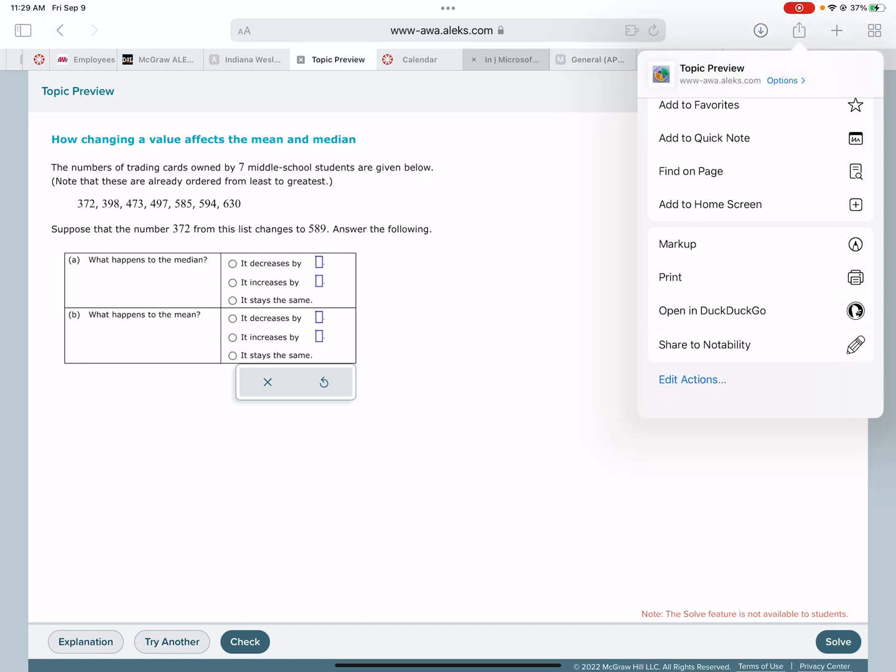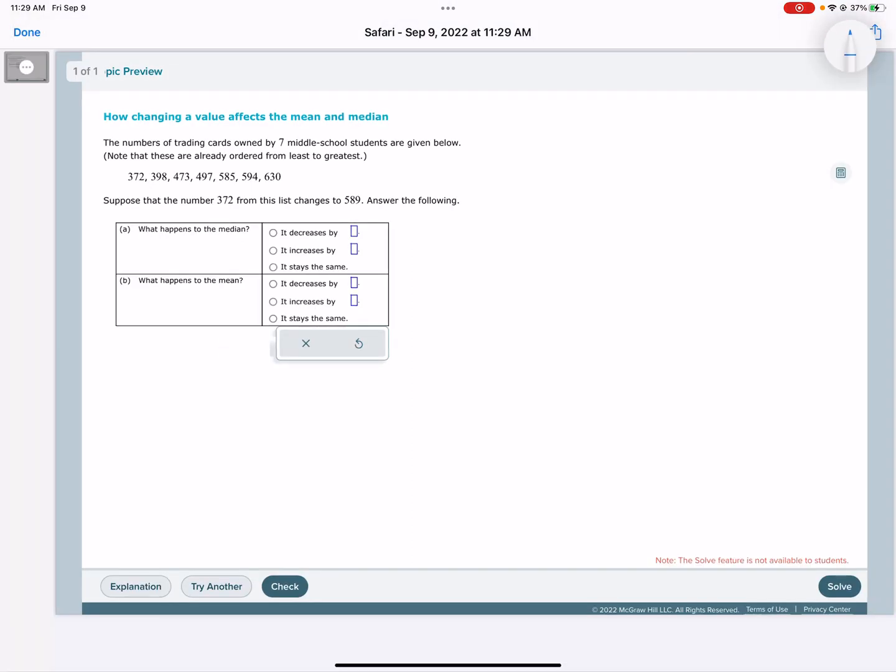I'm going to change this data point, 372, and instead of it being there, it is going to now change to here in this spot. I'm just putting it in numerical order, 589. Excuse me. Okay, so what's going to happen to the median?